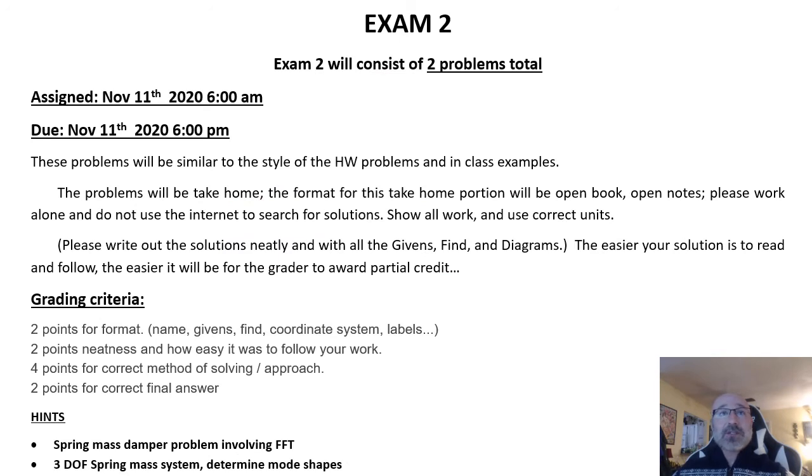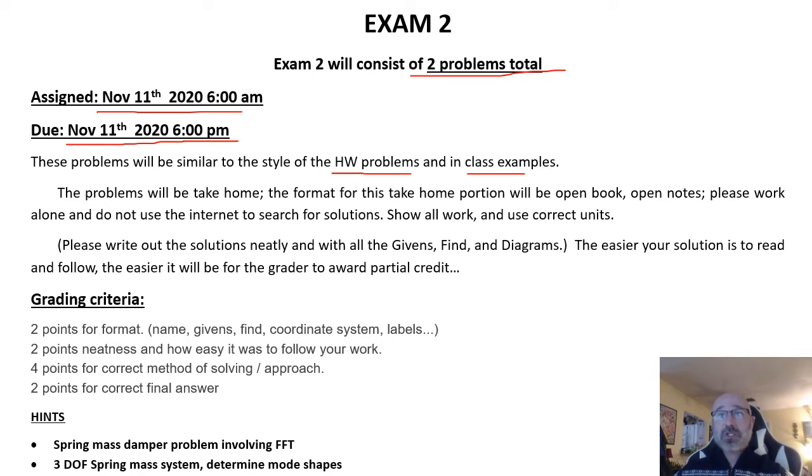So some details on exam number 2. Exam number 2 is going to be the same as exam number 1 as far as the fact that there are going to be 2 problems. Again, it's going to be assigned on the 11th at 6 a.m. and due on the same day by 6 p.m. The problems are going to be very similar to the same things you've seen in your homework and in the in-class examples. It's going to be take-home format, but please work alone.